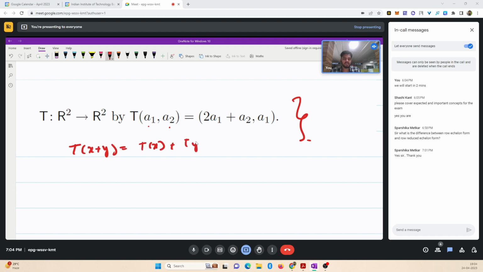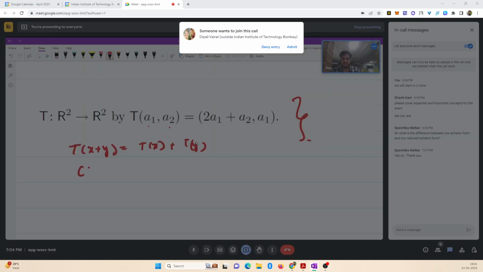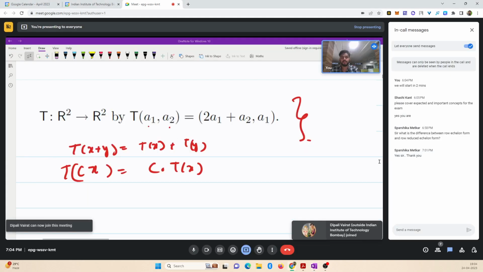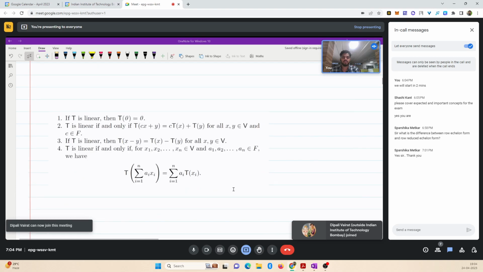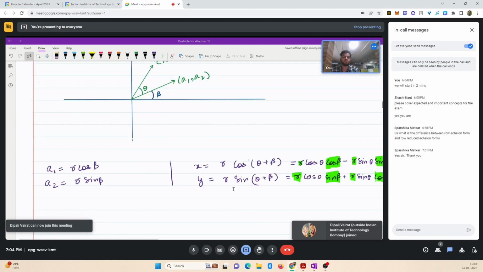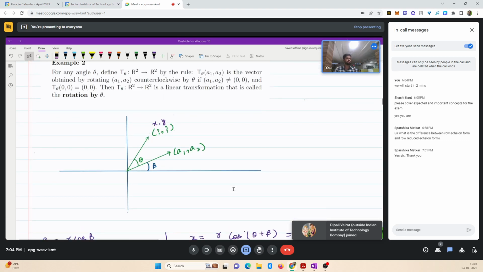I'll give you another intuitive example, c times T of x. Okay. I'll give you another intuitive example that is called rotation by angle theta. So you have some vector v in R2. What is my transformation? We are rotating this particular vector counterclockwise by some angle theta.